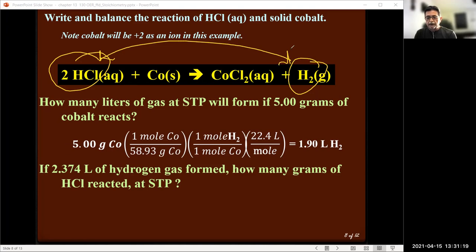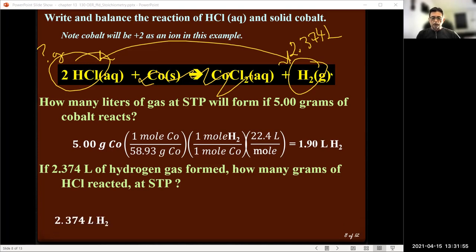And they're telling you that if I started with 2.374 liters of hydrogen gas, okay, how many grams of hydrochloric acid were needed to generate 2.374 liters of hydrogen gas? Not concerned about the guys in the middle there, okay? Just between hydrogen gas and hydrochloric acid. All right, so we write down what we're given first, as always, 2.374 liters of hydrogen gas.